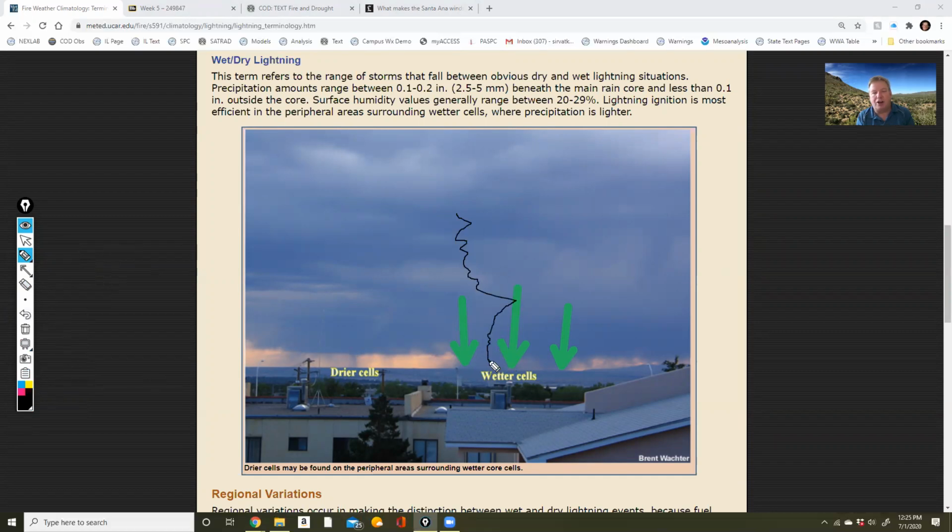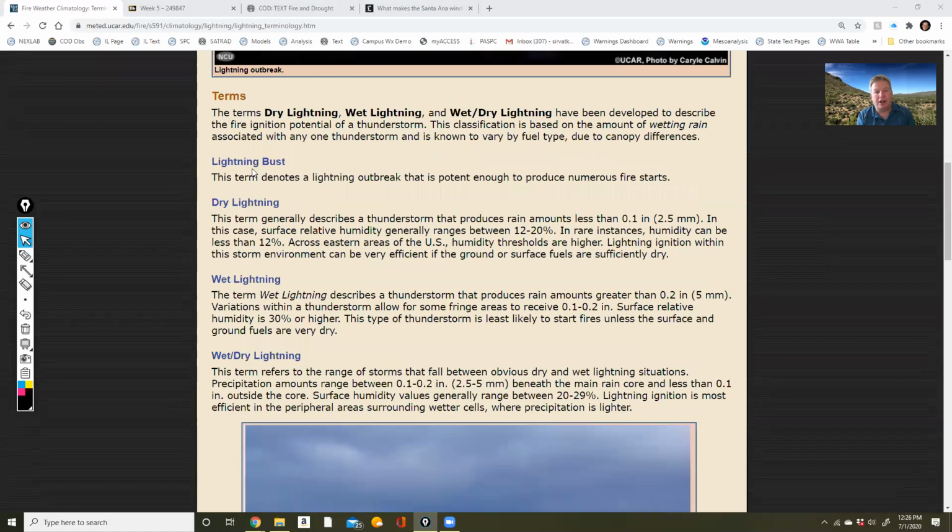It might start a fire, but it's going to get put out pretty rapidly. But on the fringes or on the margins of these cells, or where there's drier cells, if lightning were to hit here, there's not enough rain to do this. So you can still get more than 1/10 of an inch of QPF, quantitative precipitation forecast. But because it's on the fringes or away from those, you can still trigger fires. It may not be a lightning bust, but you still can get some starts. Okay? Now that is the definition of wet and dry lightning.